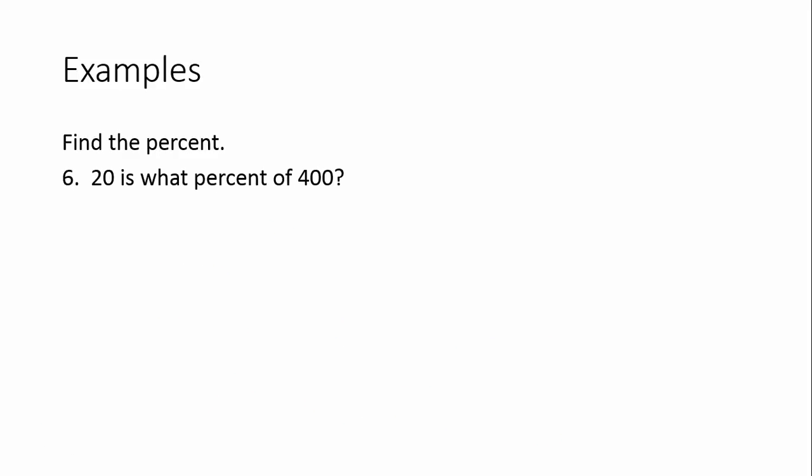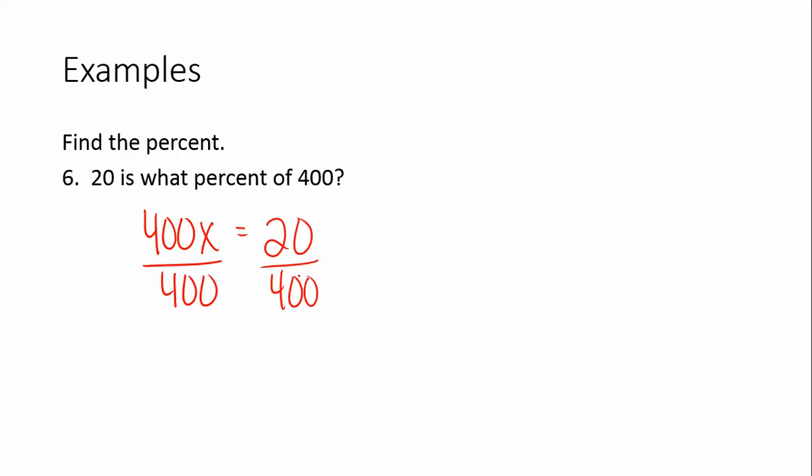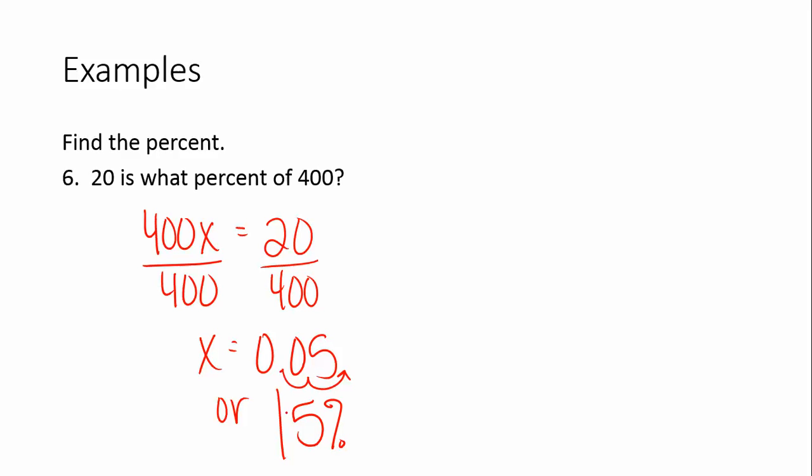Try example 6 on your own, so pause the video here, see if you can solve this one. 20 is what percent of 400? So 400x equals 20. Divide both sides by 400. 20 divided by 400 is 0.05, or if we move the decimal place twice, 5%.